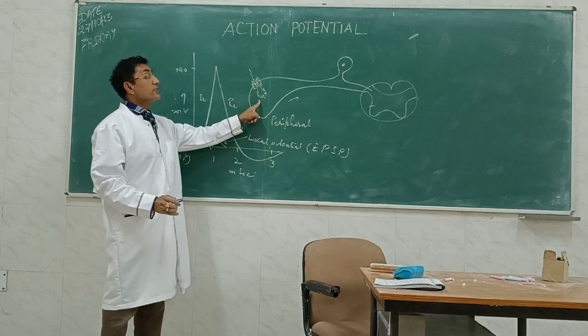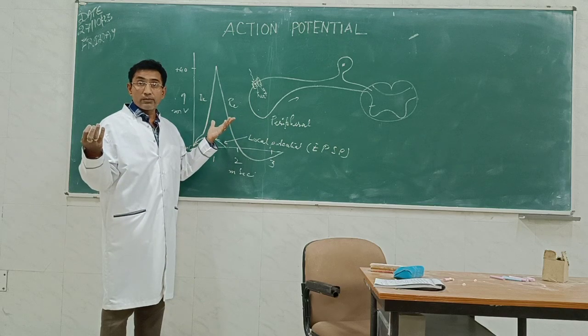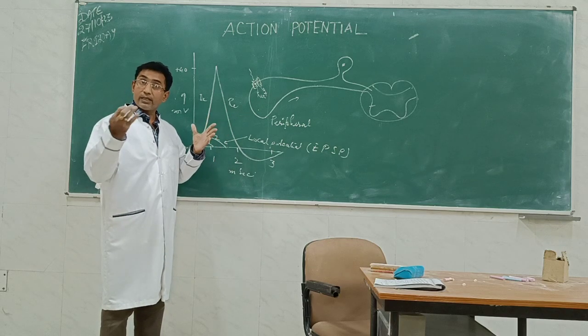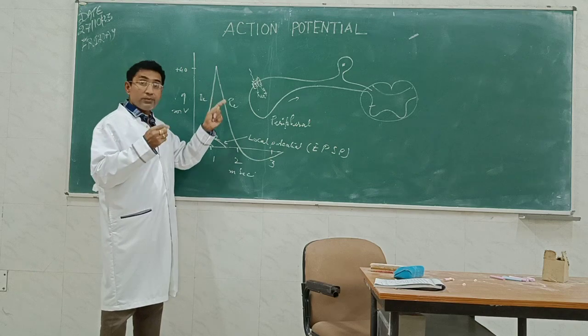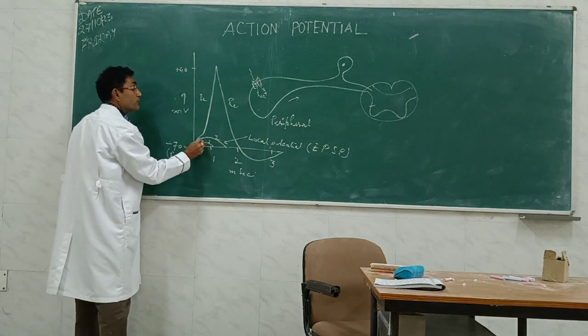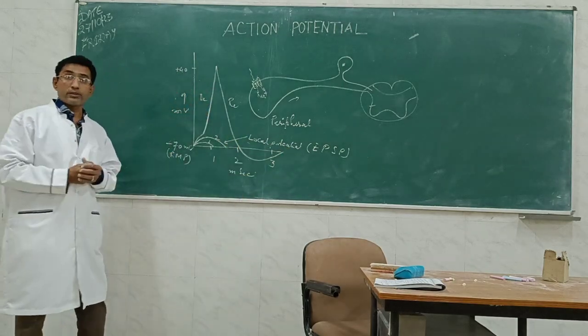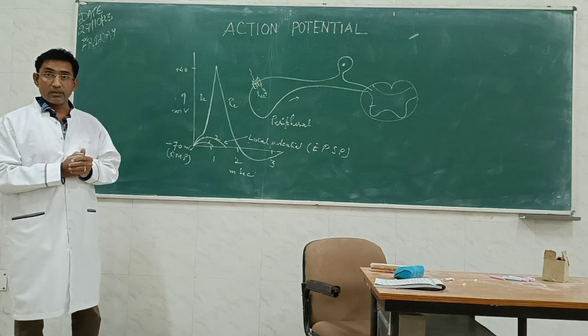Slowly, there is an entry of sodium ion. If a little touch is there, we are not able to realize whether touch is there. In that case, maybe there is a stimulus and maybe there is an entry of sodium ion, but there is no generation of action potential. All these potentials are called local potential or excitatory post-synaptic potential.